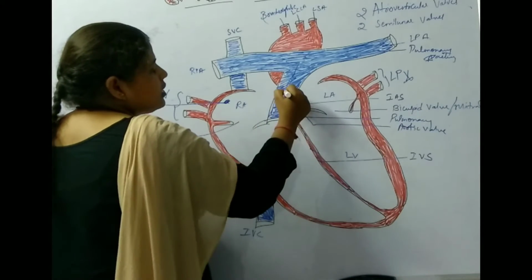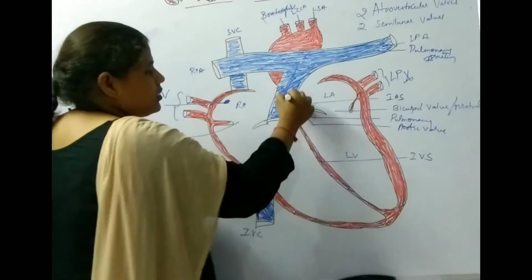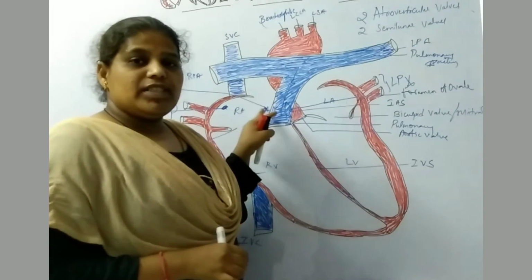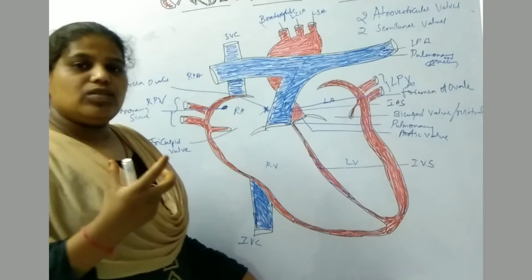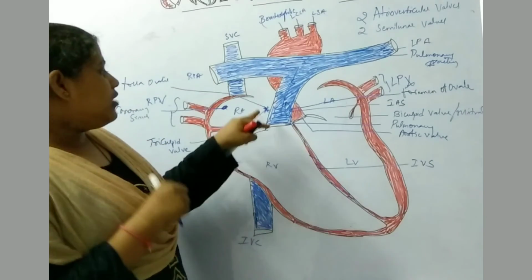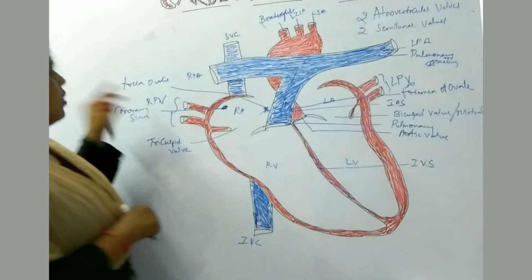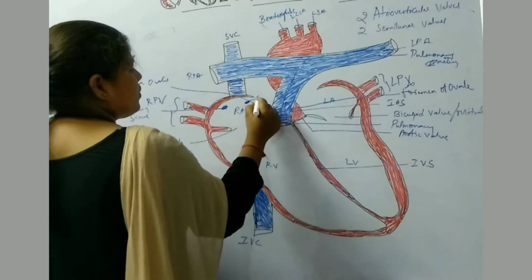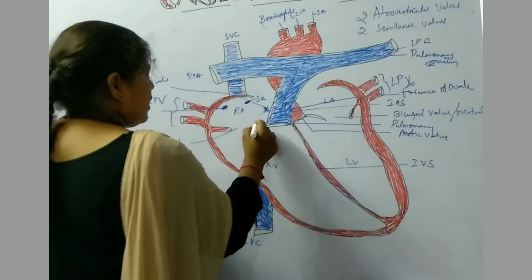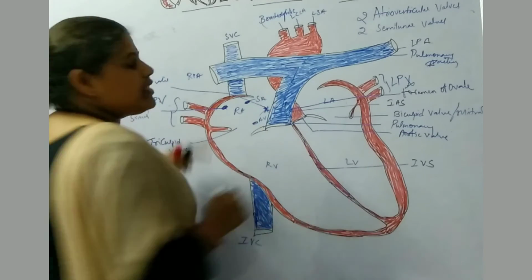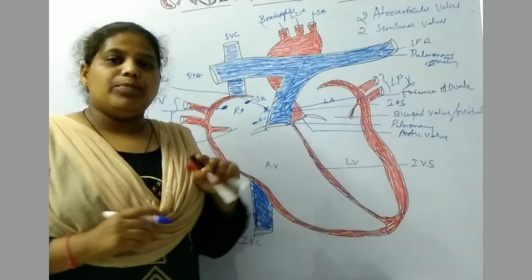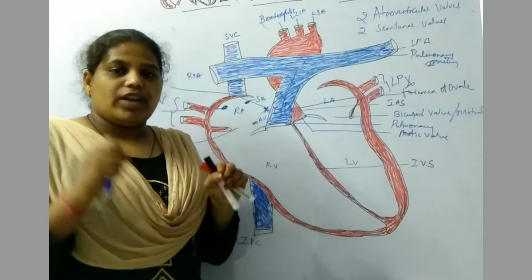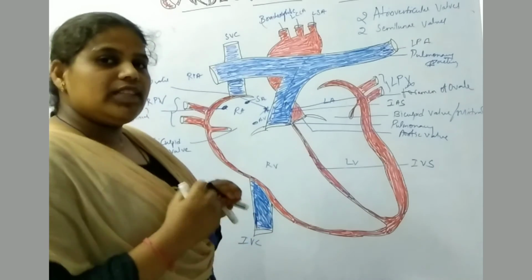Between the two atria we have the foramen ovale. The foramen ovale is present in the fetus. As the fetus grows, the hole closes and forms a tissue known as the fossa ovalis. And here we have the SA node and the AV node. The SA node and AV node are important for conductivity. They generate the impulses for the contraction and relaxation of the heart for the circulation.